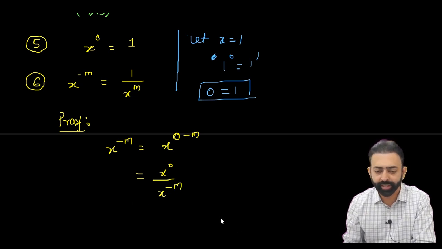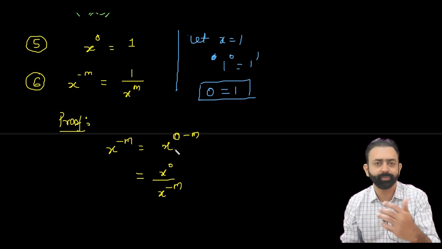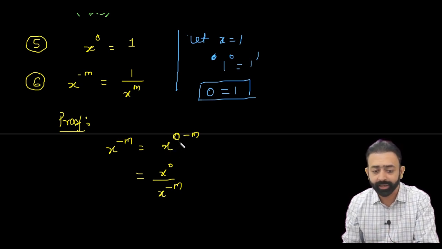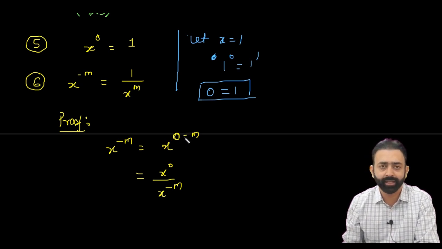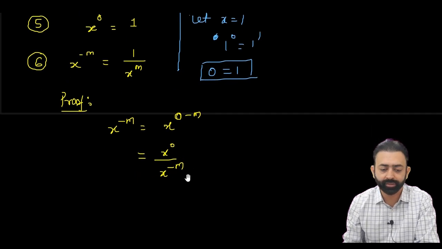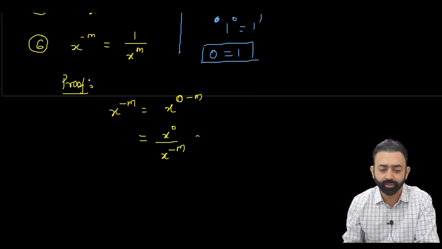If you go in this direction, from here to here, you will get the step that if same bases are in division, then exponents get subtracted. So here exponents are in subtraction with the base x, so I can separate these exponents and write it as x raised to power 0 over x raised to power m. Now, as we know that x raised to power 0 is 1, so this is 1 over x raised to power m.